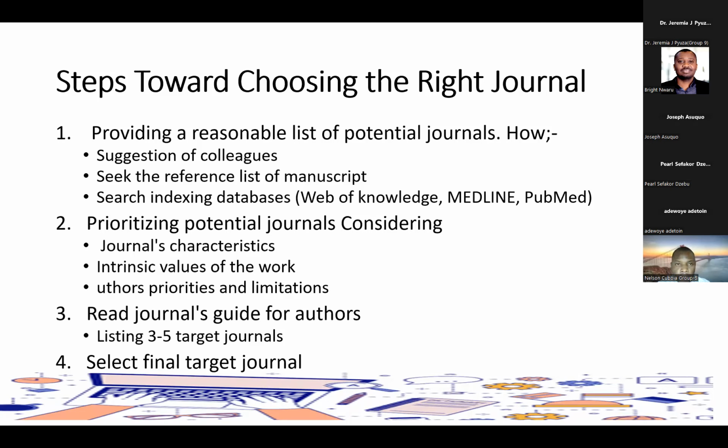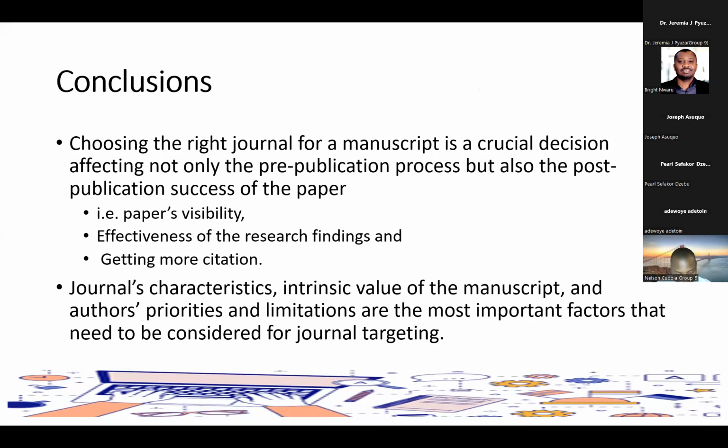After you've done that, you have to prioritize potential journals considering journal characteristics, as we mentioned, the intrinsic value of the work, and author priority and limitations, which also have to be judged. After you have considered all this, you have to select at least 3 to 5 journals that you want to publish in. Then after you have selected them, consider exactly what you have that you want to publish and what the journal can accommodate. Then go to selecting the final target journal.